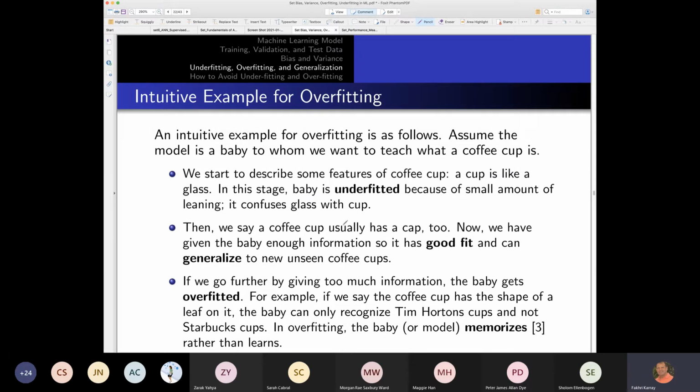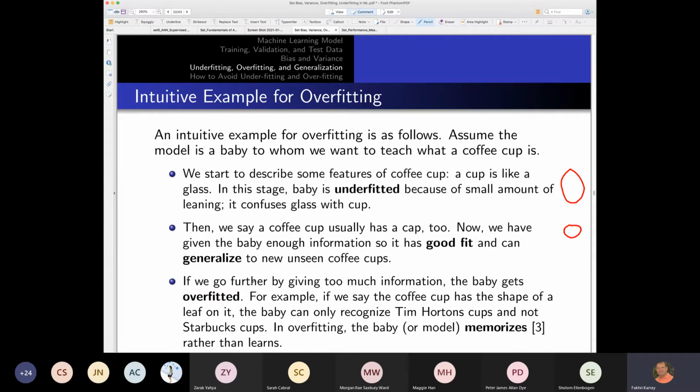Then we say that a coffee cup usually has a handle. It has a cup too. So we are increasing the number of features here. Now we have given the baby enough information to provide us a good fit and to generalize to unseen coffee cups. So here, this is very generic. So this is a high bias. So here we are starting to minimize the bias and we start getting a good fit for a baby or a small machine.